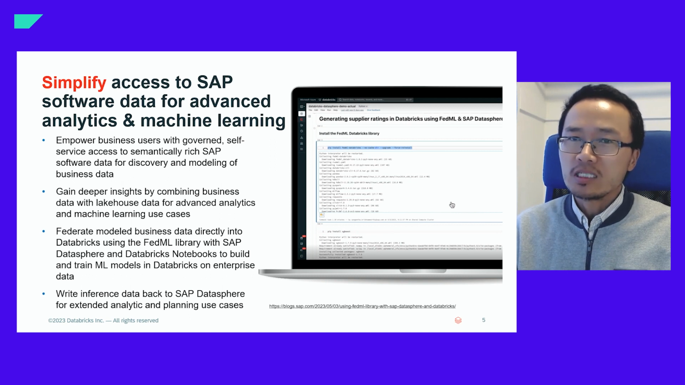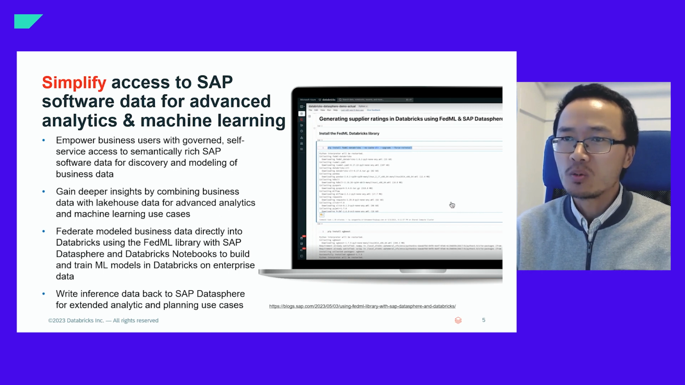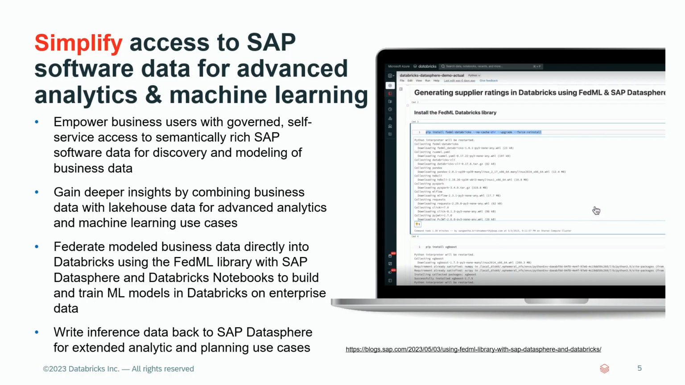This is available today through Databricks notebooks via the support of the FedML Databricks Python library that is open sourced by SAP. This allows Databricks notebooks to integrate by querying the OpenSQL schema of Datasphere to access SAP application data that's available in Datasphere with context. We will show a demo of that in a minute. This is available in the notebooks today, and the same capability will be available in Databricks SQL via Lakehouse Federation in the near future.